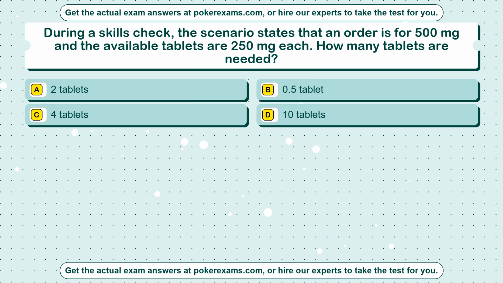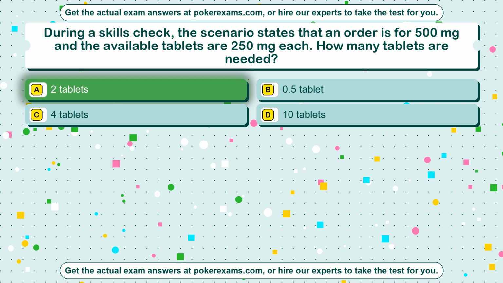Question 49. During a skills check, the scenario states that an order is for 500 mg and the available tablets are 250 mg each. How many tablets are needed? Option A, 2 tablets. Option B, 0.5 tablet. Option C, 4 tablets. Option D, 10 tablets.